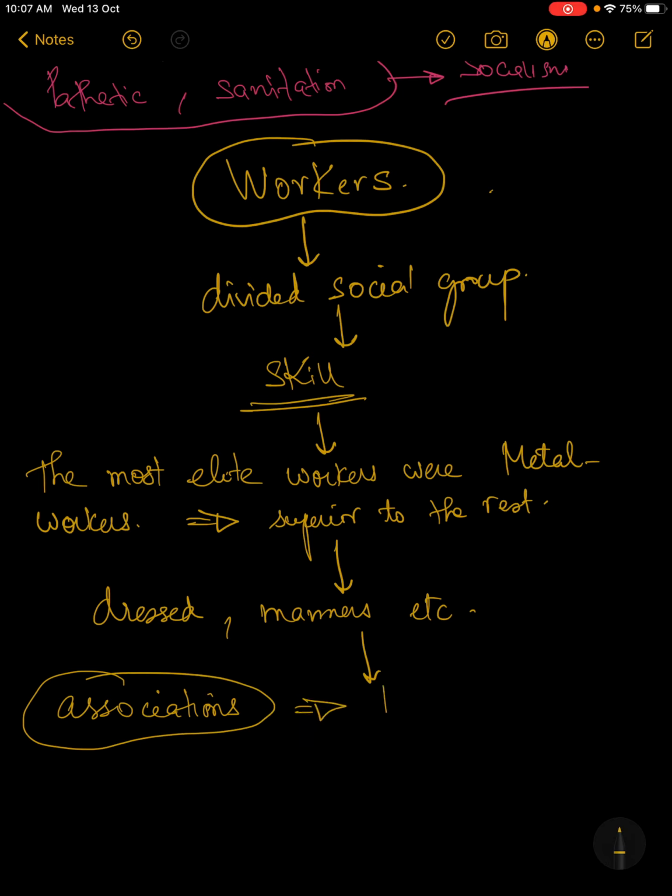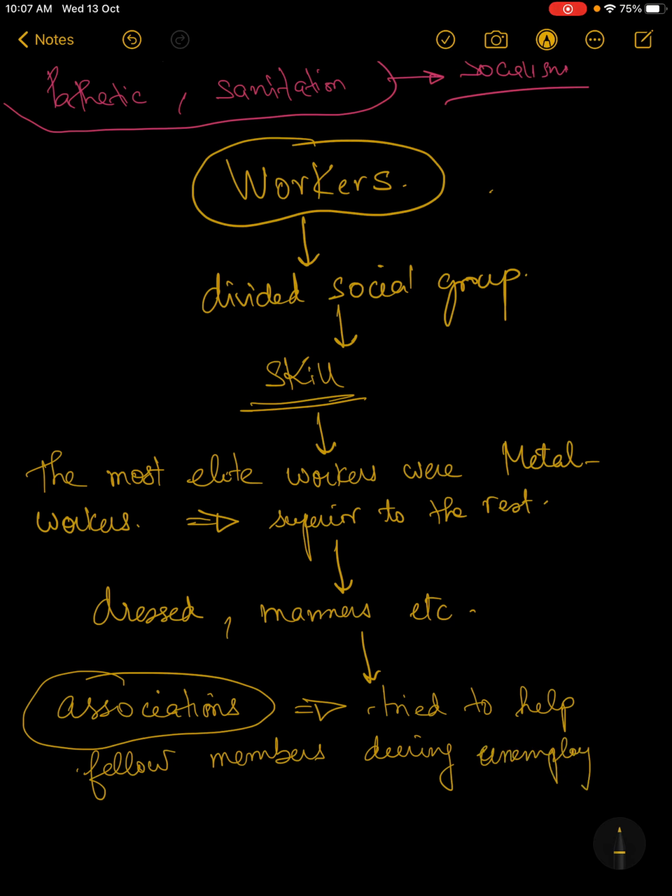What did these associations do? They tried to help fellow members during difficult times, during unemployment, famine, financial crisis, you know the rest. So workers started to form associations. This is essentially the story of the workers.